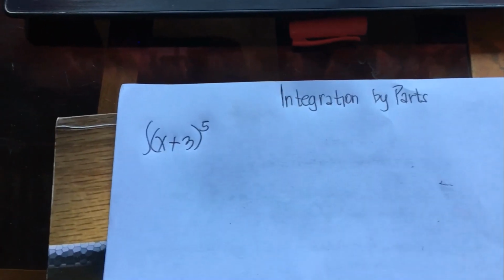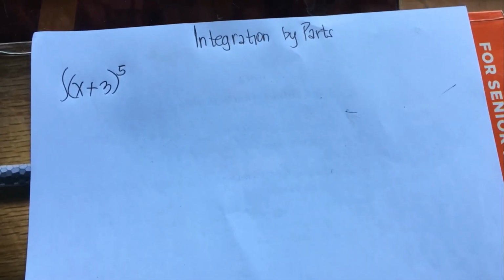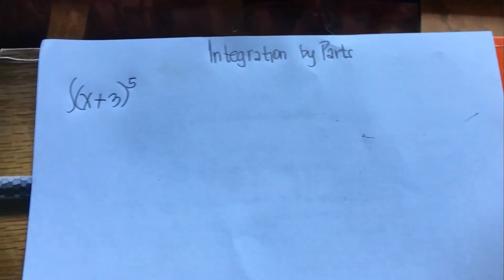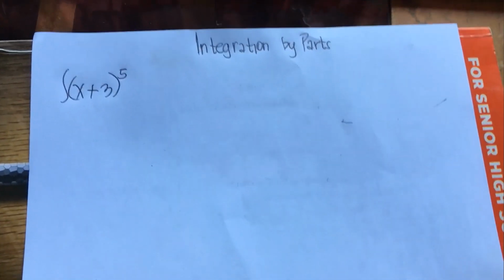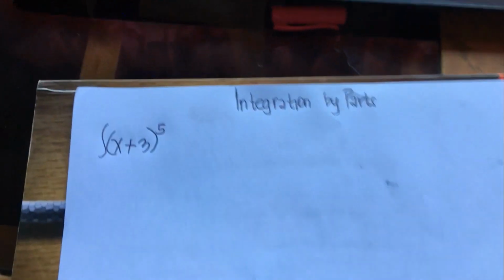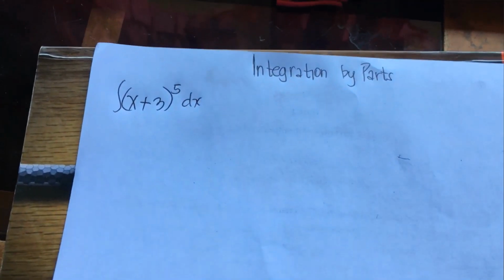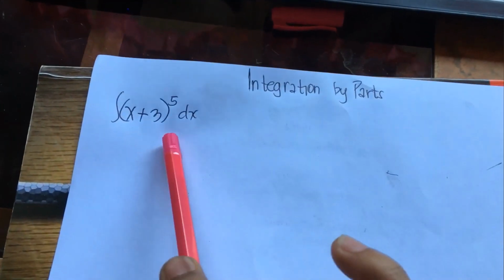So, this time, let's proceed to the integration by parts. What does integration by parts mean? Integration by parts is a special method used especially if two terms are multiplied together. If there are multiplications or divisions sometimes, we are going to use integration by parts. So the given is x plus 3 raised to 5, and we are going to find the antiderivative of x plus 3 raised to 5.